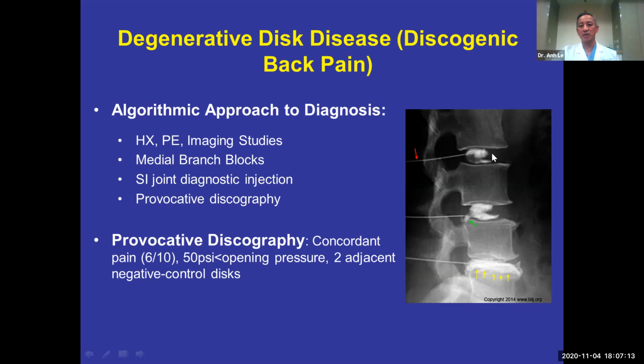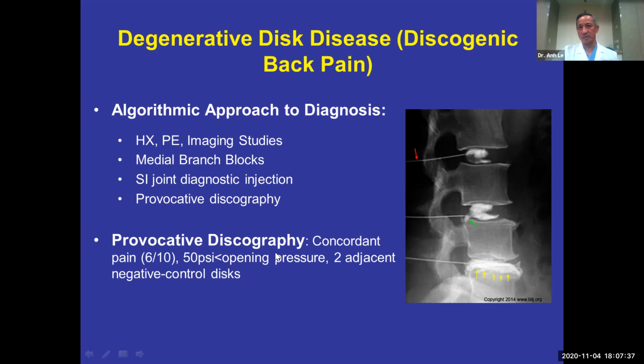As you can see on this picture over here, we place a needle into the intervertebral disc, right? When we place the needle, we measure the opening pressure. Then we inject dye into the disc space. And typically we have to inject using a pressure less than 50 PSI of the opening pressure.